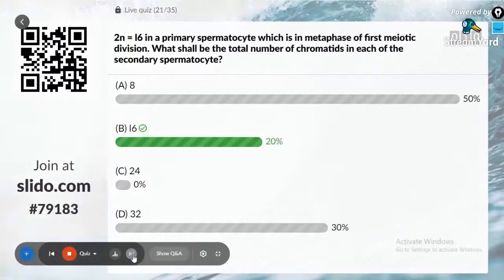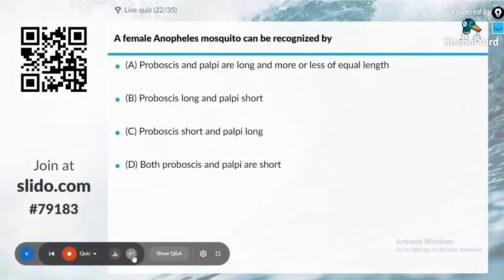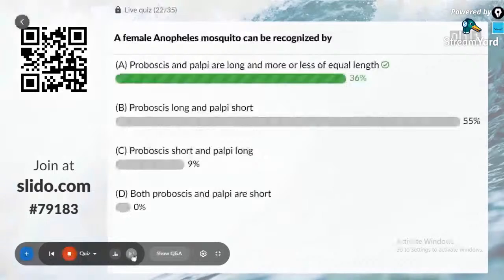A female Anopheles mosquito can be recognized by: proboscis and palpi are long and more or less of equal length; proboscis long and palpi short; proboscis short and palpi long; both proboscis and palpi are short. A female Anopheles mosquito is recognized by proboscis and palpi being long and more or less of equal length. 23rd question on the screen.